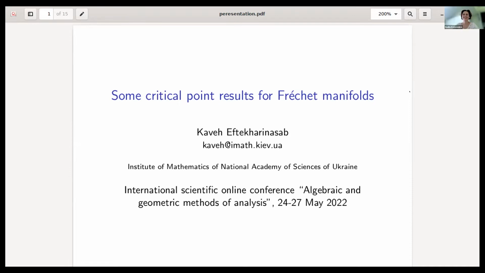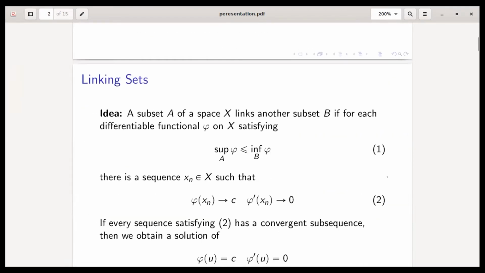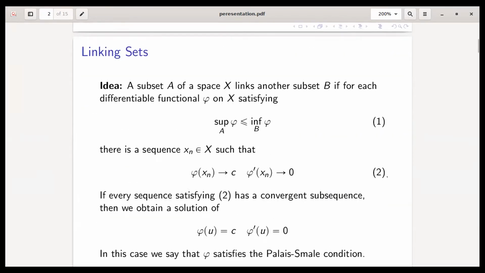The talk is about some abstract critical point theorems which are obtained by using the topological notion of linking sets for infinite-dimensional Fréchet manifolds. The theory of linking sets is a systematic way to locate critical points. It was introduced in the late 70s by Benci and Rabinowitz. The idea behind this theory is pretty straightforward. I will explain roughly the idea, then provide the precise definitions.